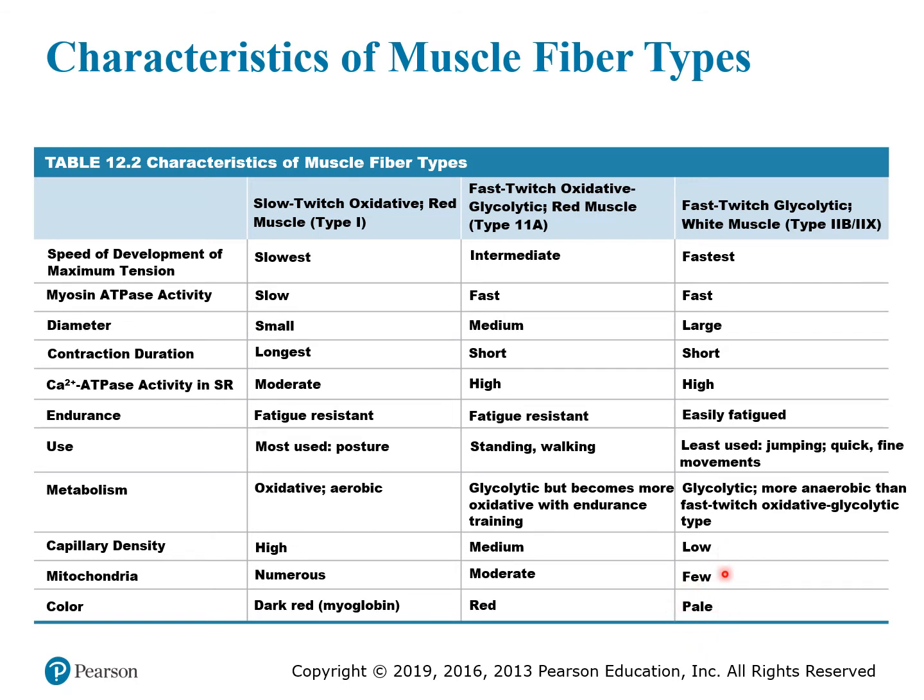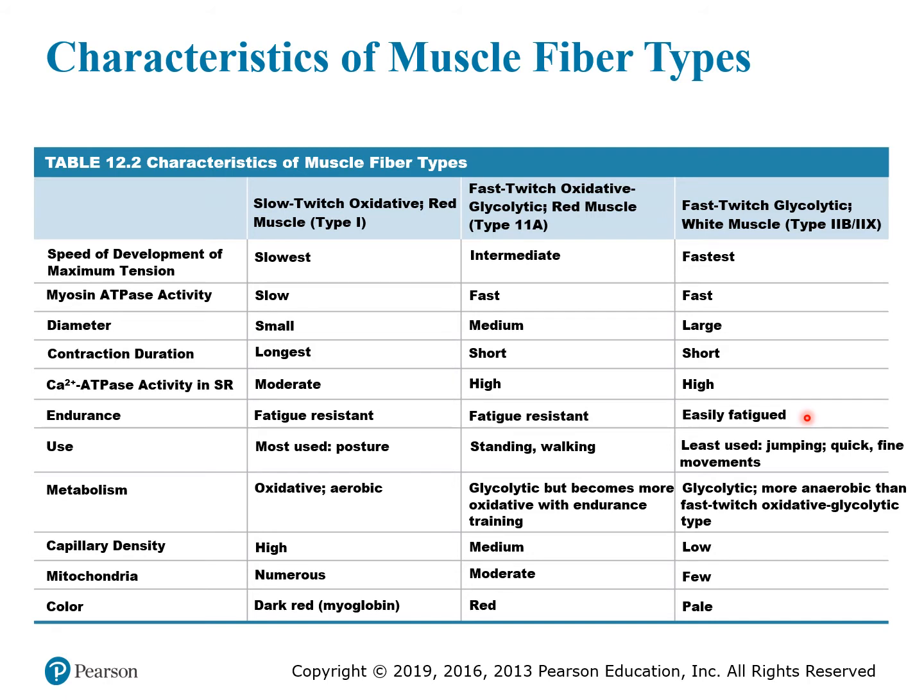And again, they don't rely on oxygen, so you're going to have a lower amount of mitochondria and capillaries within these muscles. And therefore, the myosin ATPase activity is definitely going to be high. They're going to be able to hydrolyze the ATP faster and contract faster, but because they are super fast, they're going to be easily fatigued.